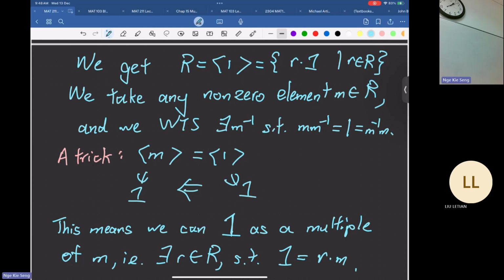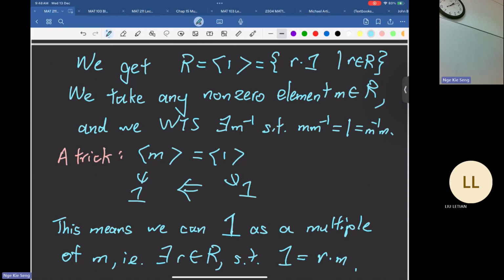And then how do we get this equation here? We consider the ideal generated by M. But just now we said that our ring only has two ideals: one is the zero ideal, one is the unit ideal. This M is non-zero, so you cannot just have zero here. So it must be the unit ideal. If these two ideals are equal, it means everything on the left hand side is on the right hand side, and everything on the right hand side is in the left hand side. In particular, we can see that 1 can be written as a multiple of M. This is what you need.